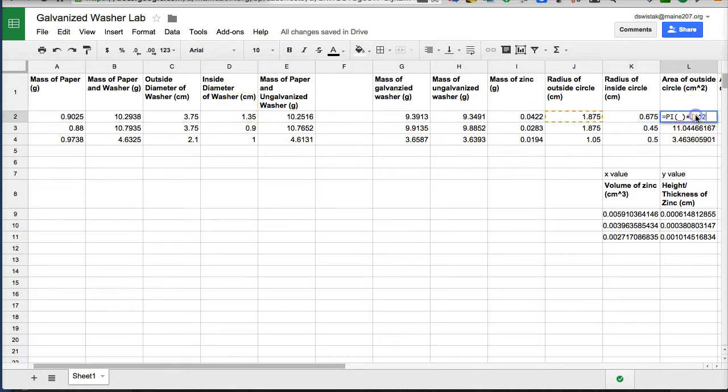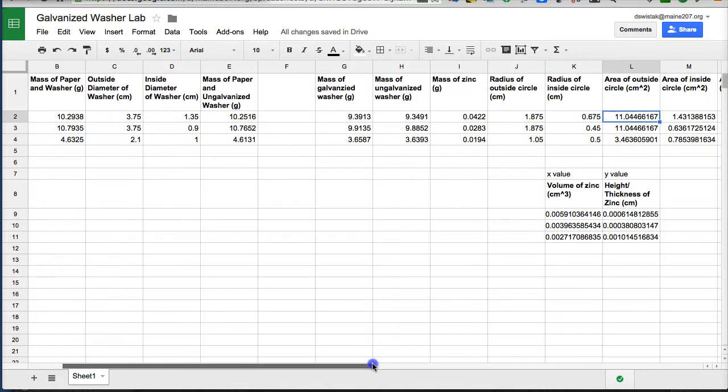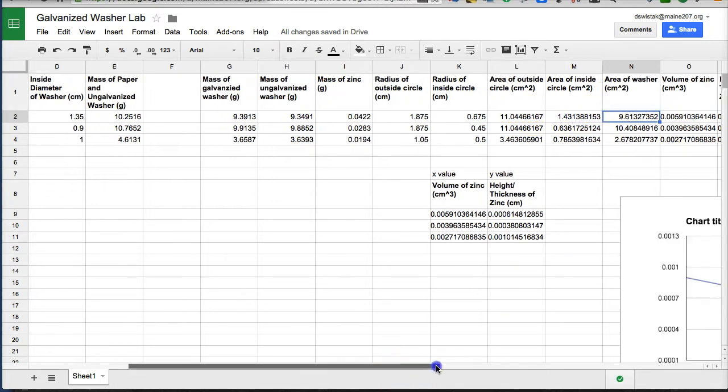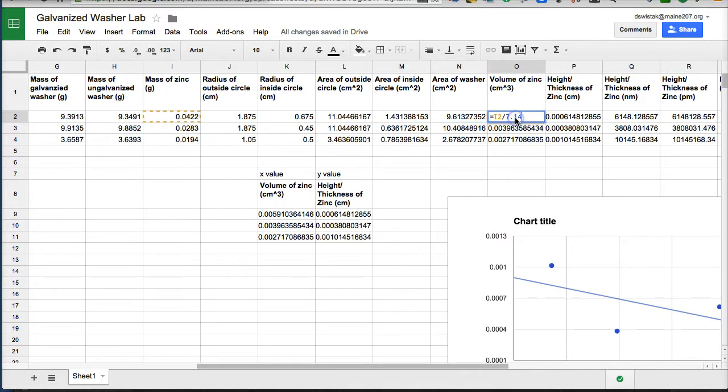And then to get the area of the outside circle, I'm going to take pi times the radius squared. And then to get the area of the inside circle, I'm going to take the inside radius, square that, and multiply it by pi. And to get the area here, I'm just subtracting the inside circle from the outside circle. To get the volume of zinc, that's a little bit more complicated. We know that for every 7.14 grams, there's 1 centimeter cubed. So if I take the grams and divide it by the density, which is 7.1 grams per centimeter cubed, I end up with the volume of the zinc.